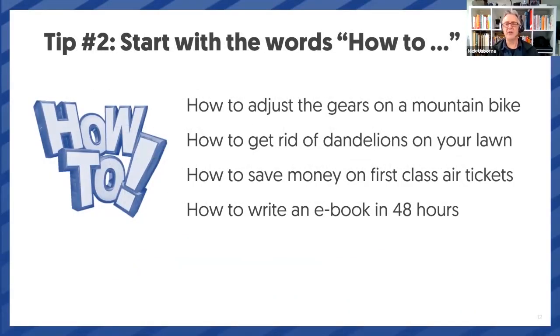People love how to adjust the gears on a mountain bike, how to get rid of dandelions on your lawn, how to save money on first class air tickets, how to write an ebook in 48 hours. Again, you will find a disproportionate amount of content that does well starts with the words how to. And again, it's almost like a question. Can you tell me how to adjust the gears? Can you tell me how to get rid of dandelions? Can you tell me how to save money? So again, they're questions in disguise, but presented in a different way with how to.